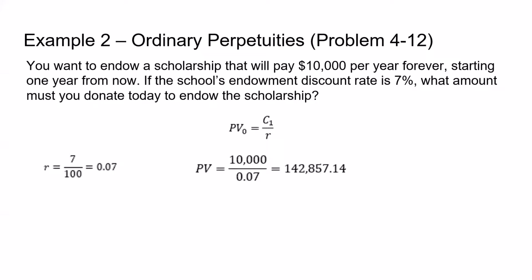So plugging that back into our formula, we get 10,000 divided by 0.07, and this gives us a present value of $142,857.14. This answer means that if we want to pay out $10,000 per year forever, we would need to spend $142,857 today. The reason this works is because of that 7% interest rate. This prevents a lump sum from running out over time.